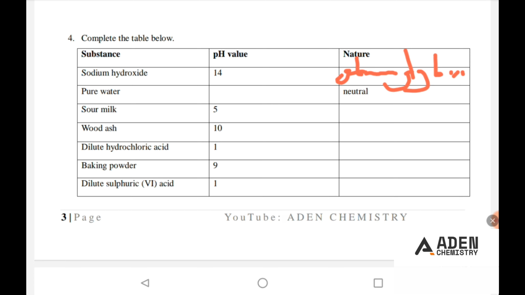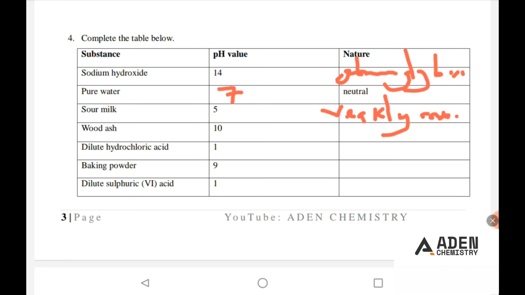Then next, we're having here pure water. Pure water is a neutral substance. That's the nature. So the pH value is 7. So we say the pH of 7 is for neutral substances. Next, we're having soy milk. Soy milk is having a pH of 5. So that means it is an acid. So its nature will be weakly acidic. So yes, you have to write like that. Weakly acidic. That's the nature.